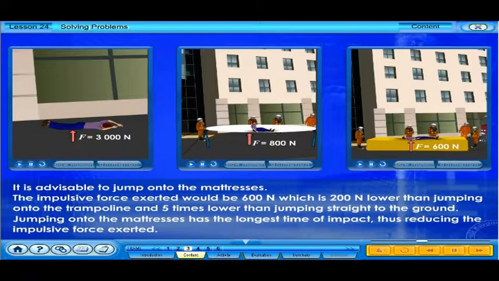It is advisable to jump onto the mattresses. The impulsive force exerted would be 600 newtons, which is 200 newtons lower than jumping onto the trampoline, and 5 times lower than jumping straight to the ground. Jumping onto the mattresses has the longest time of impact, thus reducing the impulsive force exerted.